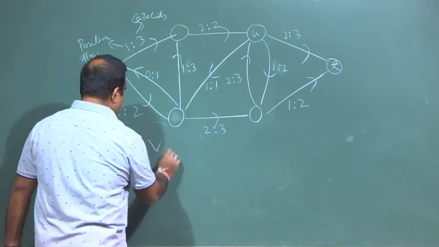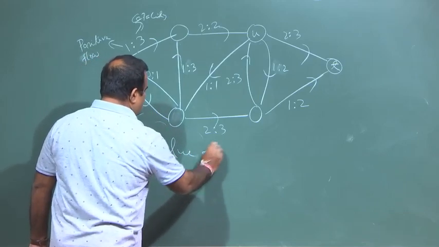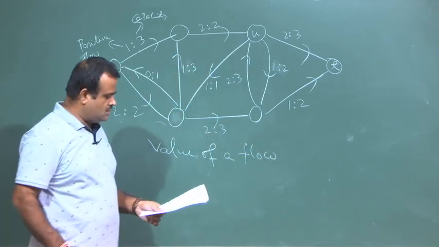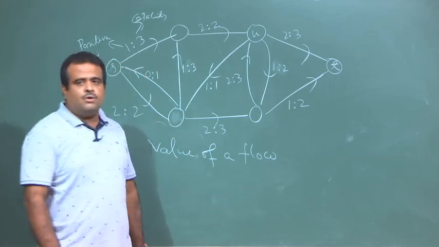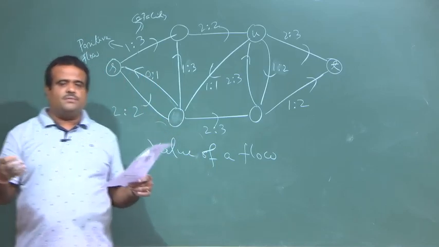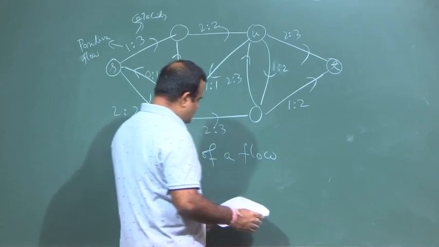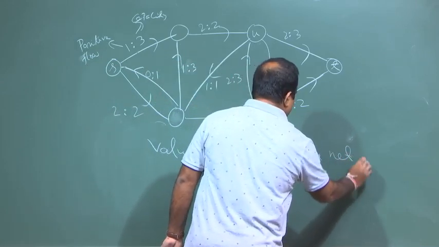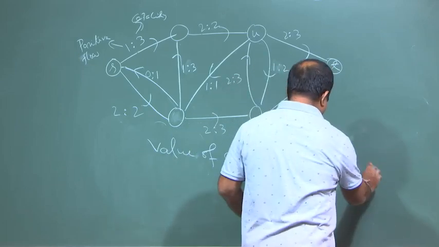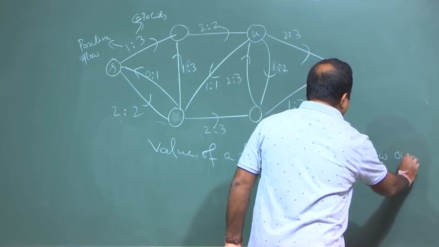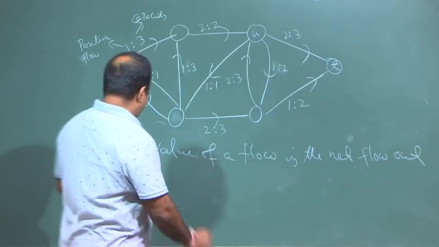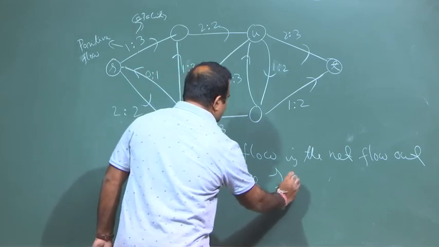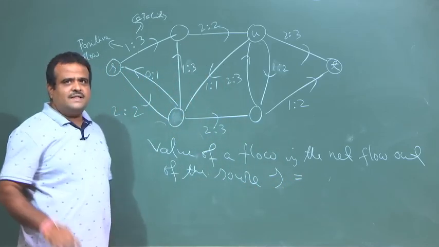So, the value of a flow, the value of a positive flow, is the net flow which is outgoing from S. So, this value is basically the net flow out of the source. Yes. So, what is the net flow out of the source?